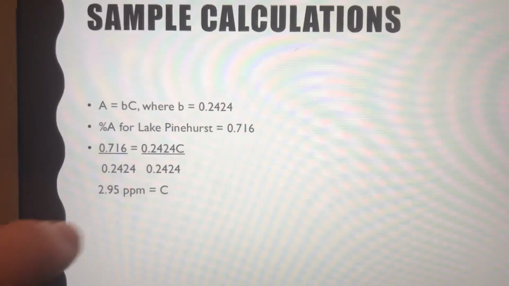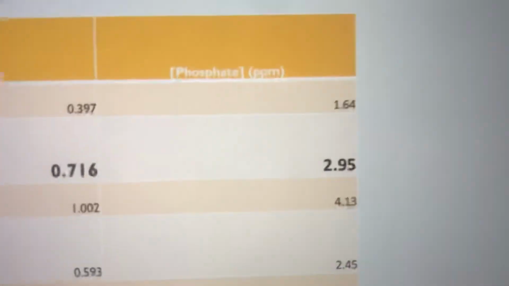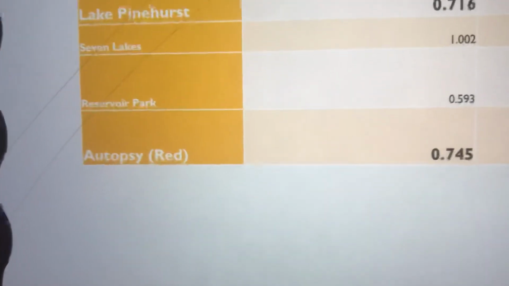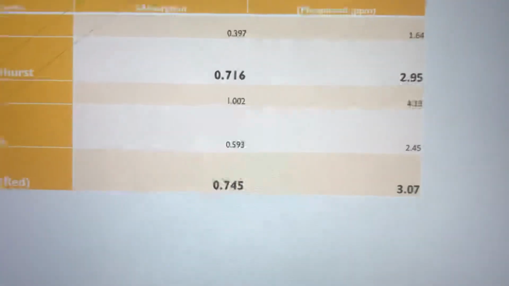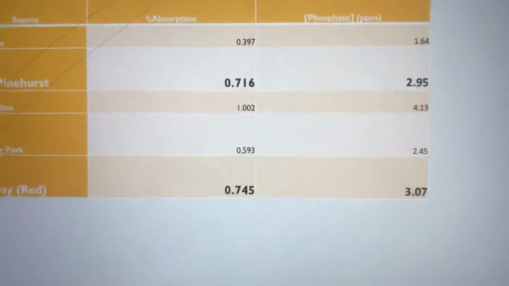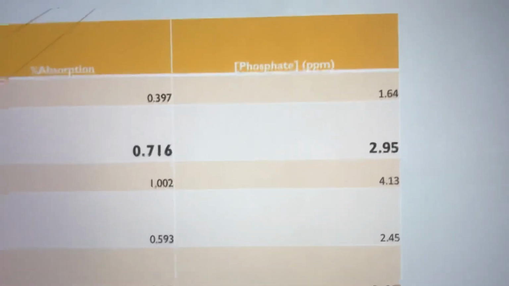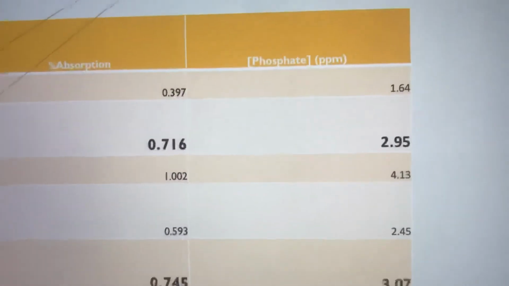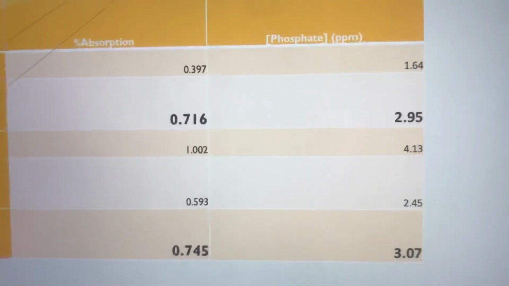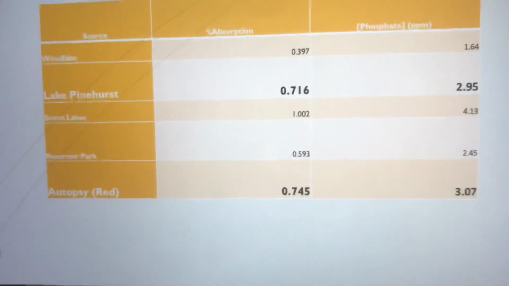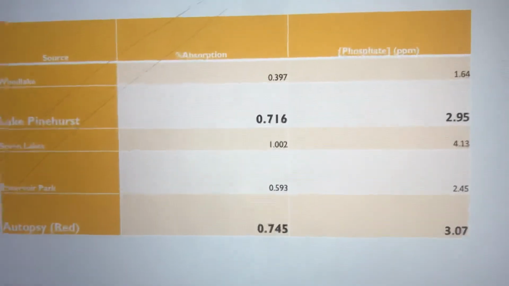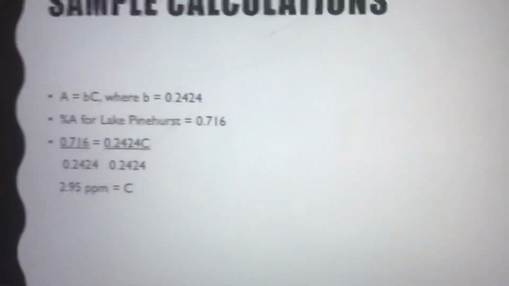So we already pre-calculated that one. We'll go back here and we'll see we put in 2.95. And then, because we're interested in finding the phosphate concentration of the red sample, using the same equation, we come up with 3.07. In relation to the other values, 1.64, 4.13, and 2.45, 2.45 is kind of close, but not close enough. So we're going to go with the samples from Lake Pinehurst, and our businessman drowned in Lake Pinehurst.